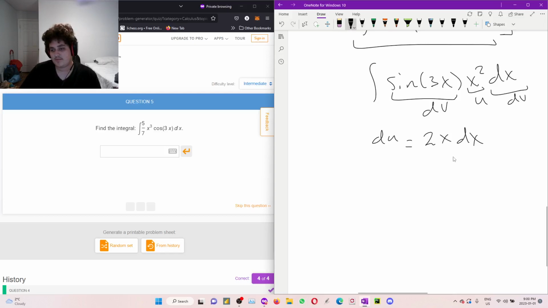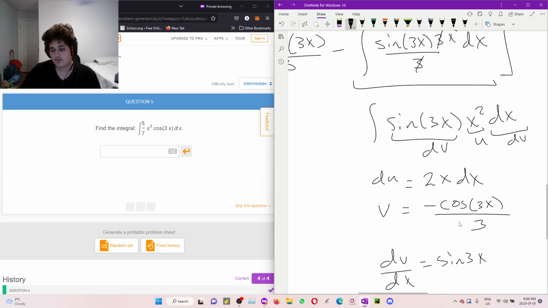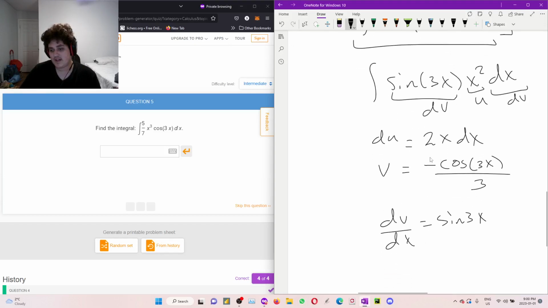Now it's still going to be divided by 3, but it's going to be minus because the derivative of cosine is minus sine. So in order to have a positive sign, we must have initially had a minus cosine so the minuses could cancel out. That means our v is just going to be equal to minus cos 3x by 3, since our dv by dx was just sine 3x. So when you're going from sine to cos, you have to add a minus in integration. When you're going from cos to sine, you don't need a minus.